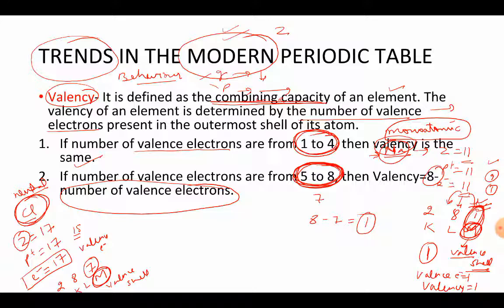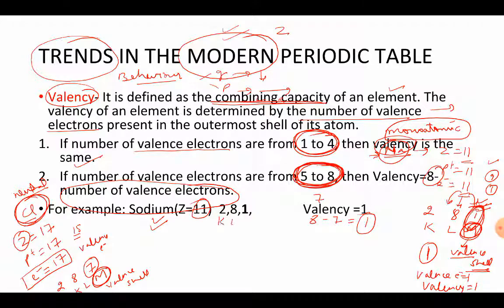So this is how we find out the valency, that is, we need the information about the valence electrons, right? As we can see, we have done sodium. Sodium, the atomic number is 11. We do the configuration 2, 8, 1. 1 is the valence electron. It goes to the first rule, that if the valence electrons are from 1 to 4, then the valency is the same. That means whatever the number of valence electrons, the valency will be the same. So valence electron is 1, valency is also 1.